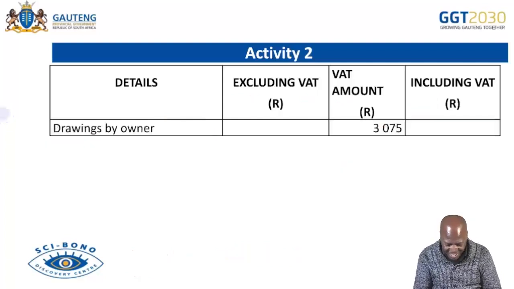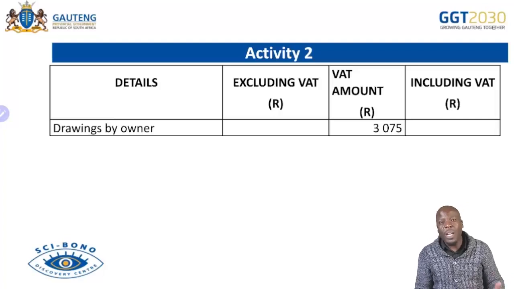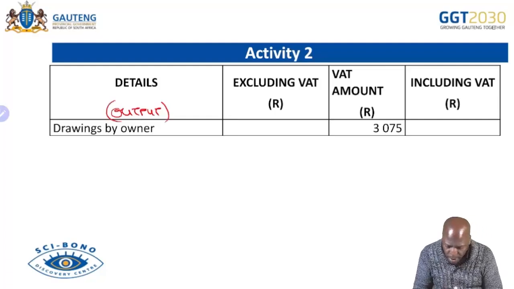Let's see how this one is going to come out. Drawings by the owner. Remember, we did this one again. It tells you if you work through enough past papers, you should be able to answer some of these questions that the examiner might demand you to answer. Drawings by the owner. Remember drawings, output. Thank you. Someone has already given me the answer that my drawings go to my output.